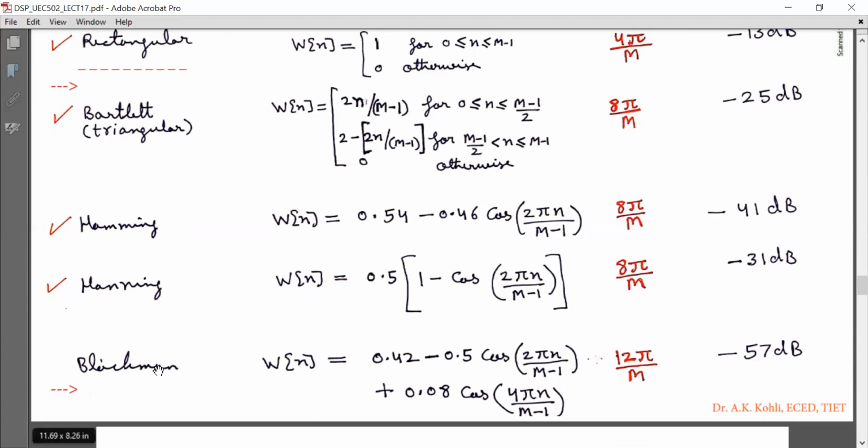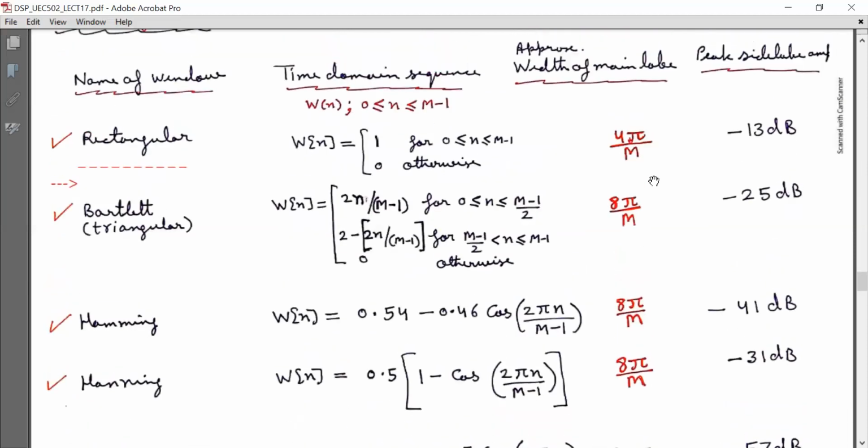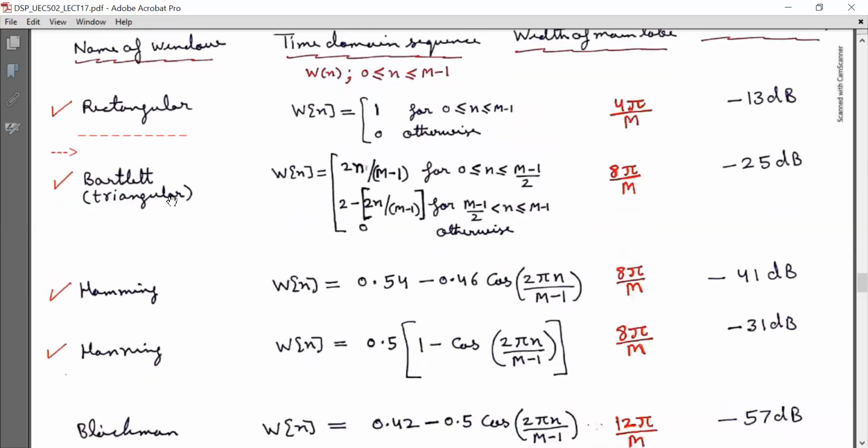And the last one is the Blackman window. In the time domain, w[n] is equal to 0.42 minus 0.5 cos (2 pi n by M minus 1) plus 0.08 cos (4 pi n by M minus 1). And its main lobe width in the frequency domain is 12 pi by M and the peak side lobe level is minus 57 dB.